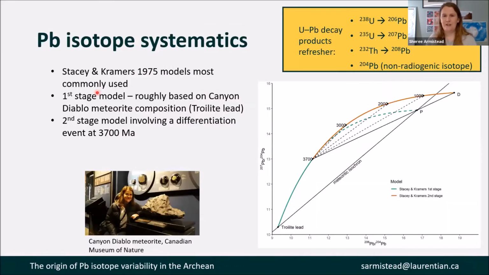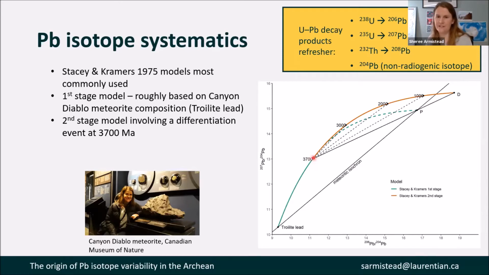Just a brief background on lead isotope systematics for those not super familiar with this. The most common model that people use is the Stacey and Kramers 1975 model. This is made up of a first stage model, which is this green one here, roughly based on Canyon Diablo meteorite compositions. And here's a photo of me with a big chunk of Canyon Diablo at the Canadian Museum of Nature. Then there's a second stage model that involves a differentiation event at 3.7 Ga.